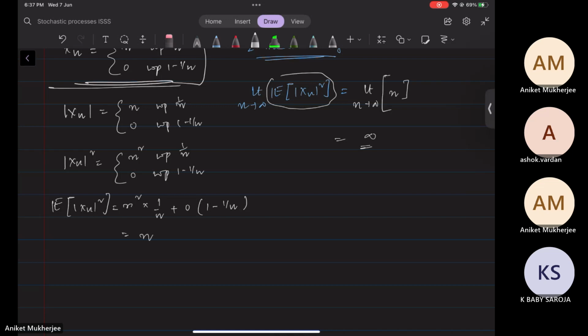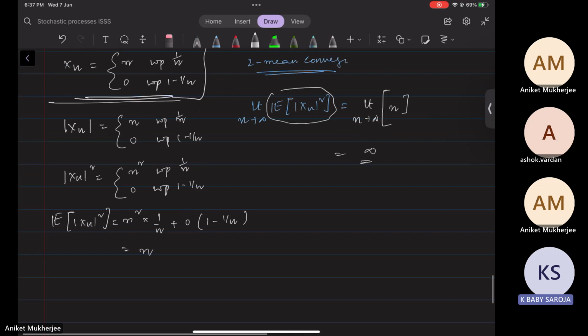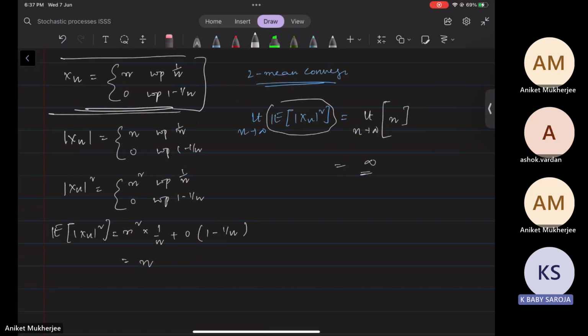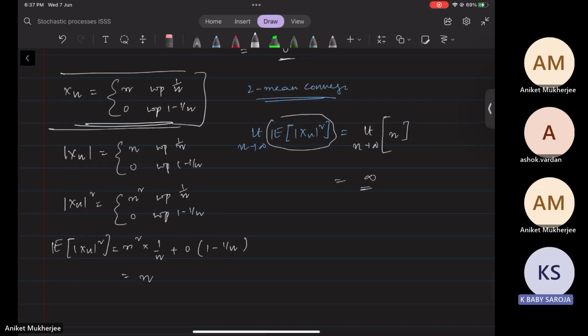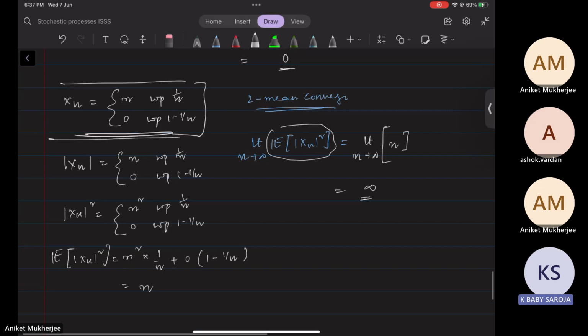Am I audible? Yes, sir. Shall I ask you one question? It is a silly question, but I wanted to know. Why should we need to find out the expectation of some Xn like that? What does it mean by finding expectation here?